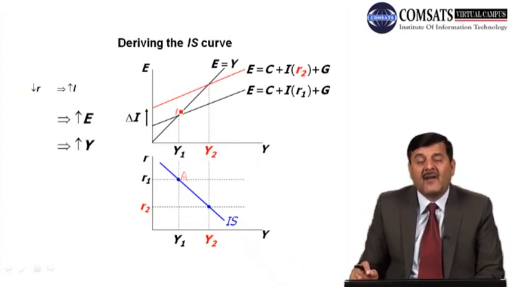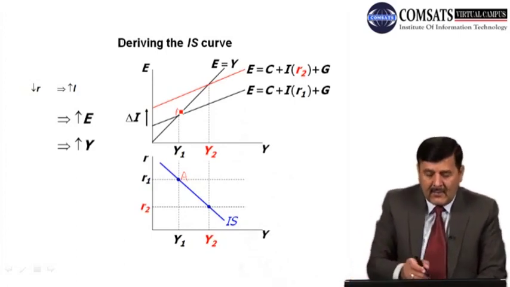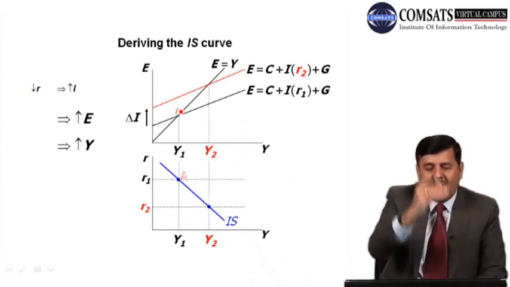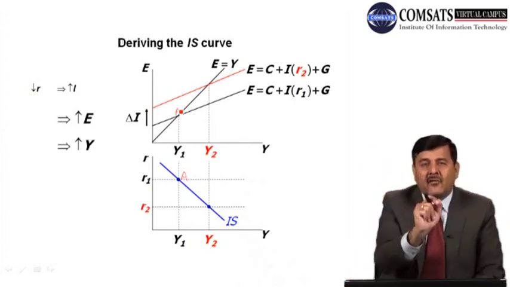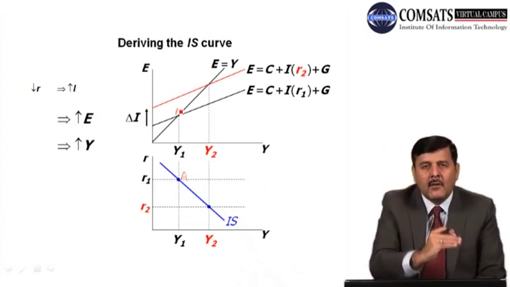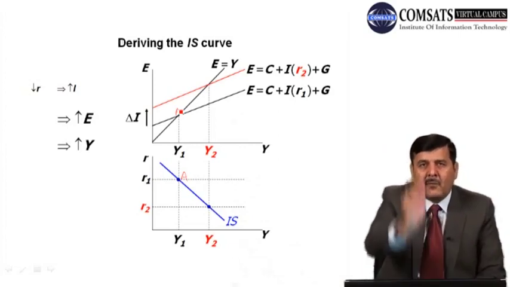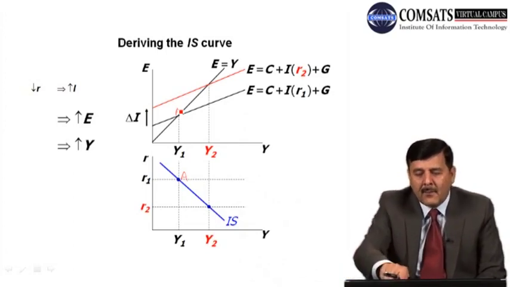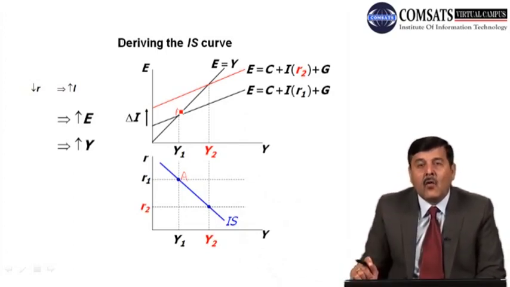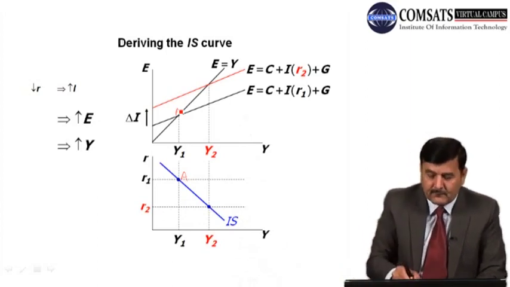Now suppose the rate of interest goes down from R1 to R2. What is happening? As we know, the relationship between interest rate and investment is negative, right? If the rate of interest goes down, investment will go up. जब investment में इजाफा होगा, तो what will happen? The planned expenditure E will go up, and the curve will shift upward. And now the economy is at a new equilibrium at point B.